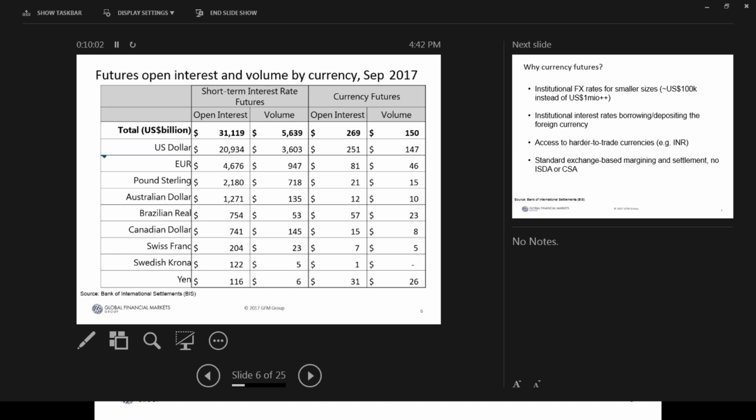On the right-hand side, though, are the contracts we're going to be talking about in this presentation, which is futures contracts to actually buy a foreign currency. So on the left side, we were looking at interest rate futures to hedge US dollar interest rates, whereas on the right side, we're looking at currency futures where the US dollar is being traded against another currency, say against euros or British pounds.